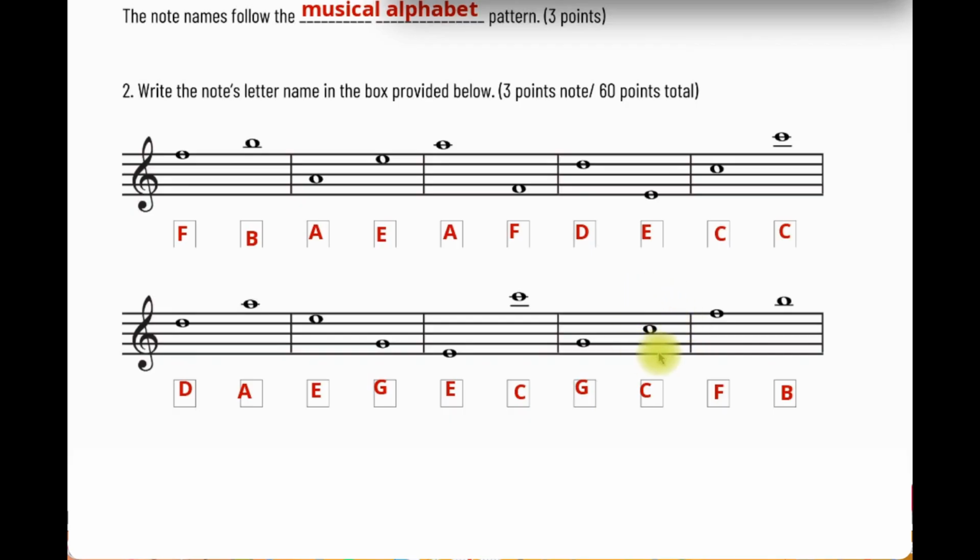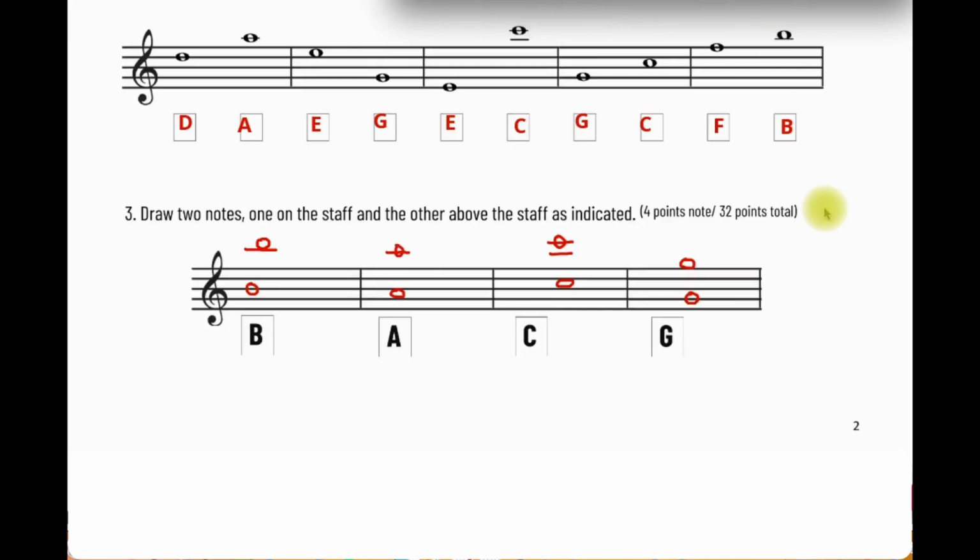We have our note here on the 3rd space, note C. We have our note here on the 5th line, note F, and we have a ledger line here above the treble clef staff, which is note B. If you have all of these correct, give yourself 60 points.